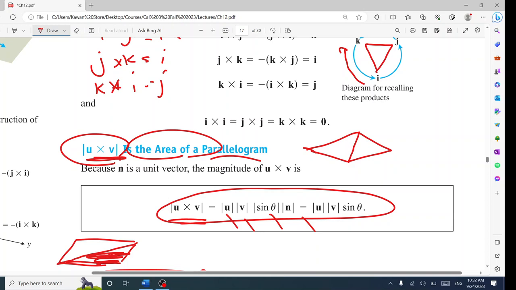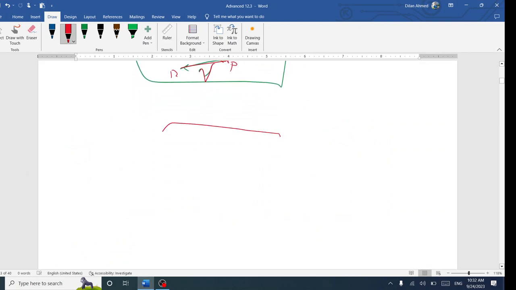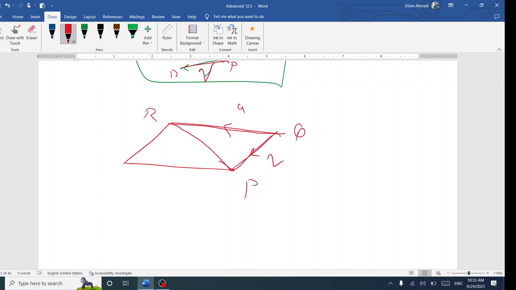Shall I repeat it? Dears, if you want to find the area of a triangle, for example, I have P, Q, and R. I'm going to find two vectors, U and, for example, V. Then, using the length of U cross V to get the parallelogram area, then divide by 2, I'll get the area of the triangle. Clear?